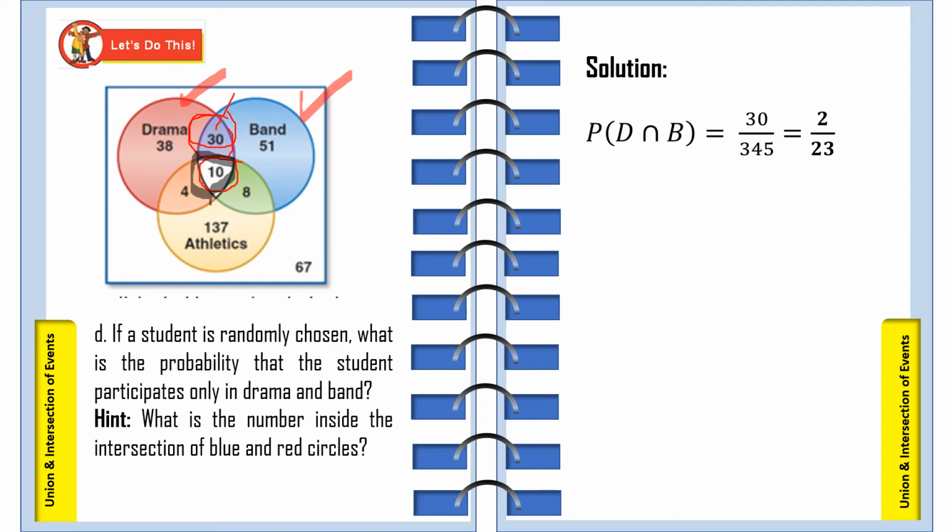Pero kung ang pinag-uusapan lang para sa question na to ay ang probability that the student participates only in drama and band, ang answer natin ay 30 over the total number of students, kasi we're talking about probabilities. Pero kung sasabihin lang ilang estudyante yon, 30. Pero dahil probability ang pinag-usapan natin, nasa fraction form siya. So 30 over the total number of students, 345. That's why our final answer is 2 over 23. Again, laging tandaan, kailangan naka-lowest term yung ating mga sagot. Okay?